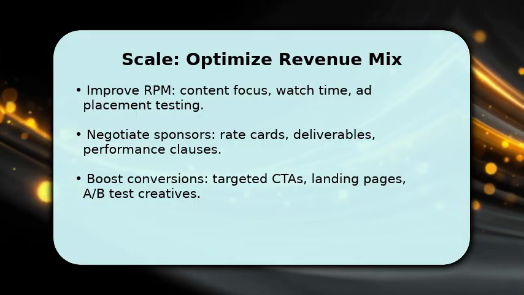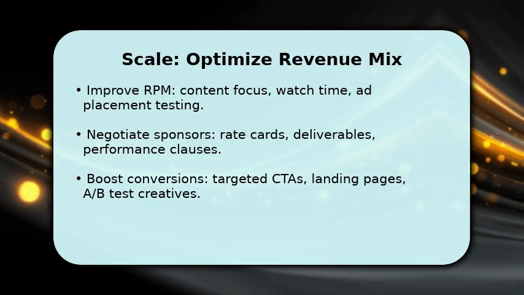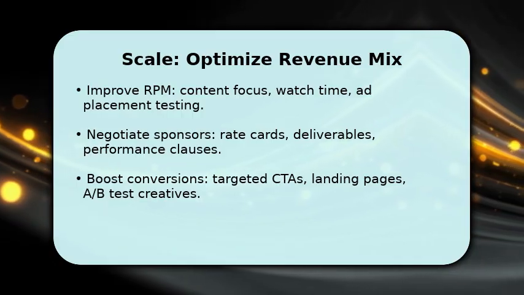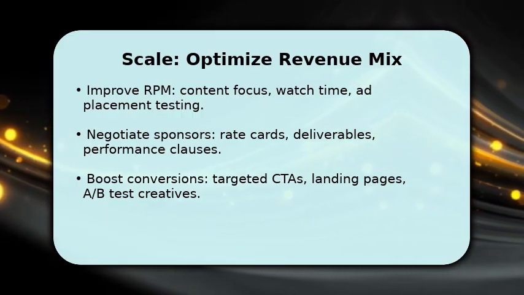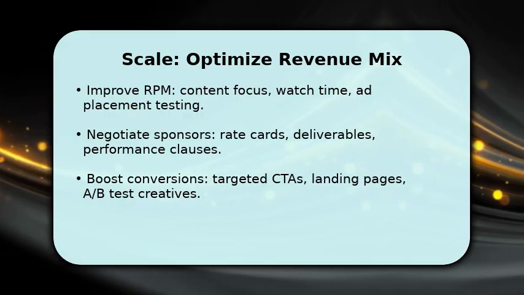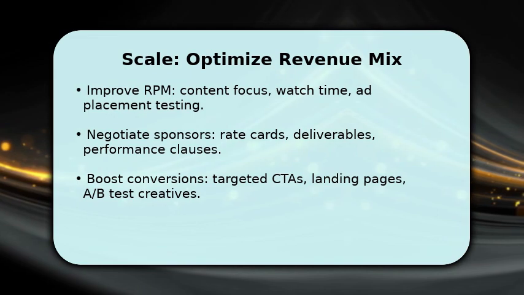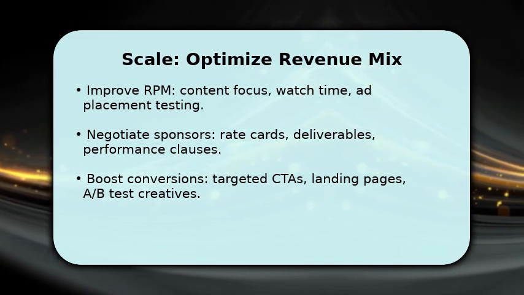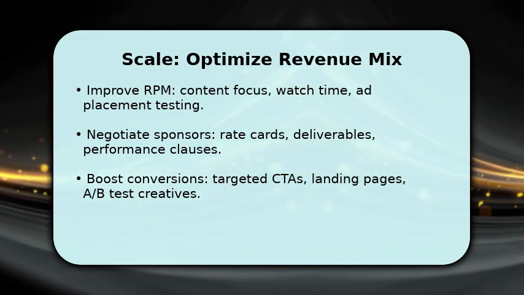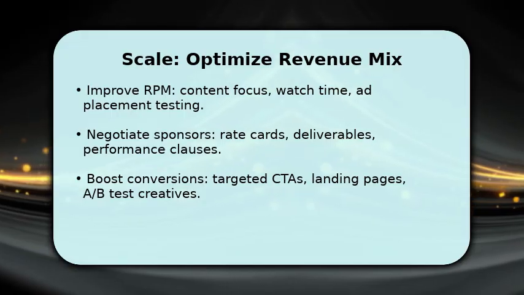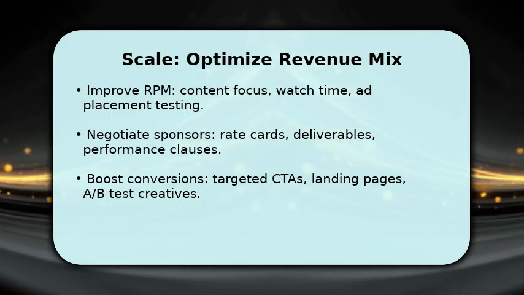Once done, negotiate deliverables and include performance-linked bonuses. Also lift affiliate and merch income by driving targeted traffic to optimized landing pages and A/B testing CTAs and thumbnails. Make sure to monitor conversion metrics weekly, because conversion improvements often outpace raw view growth for revenue impact.